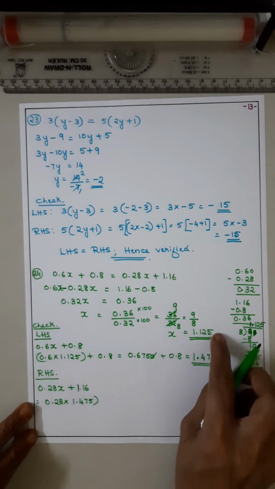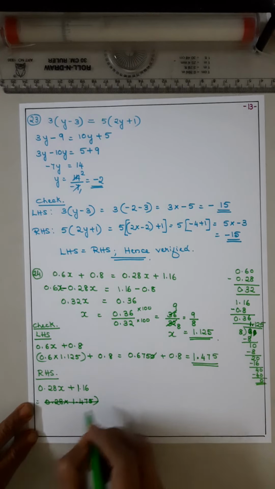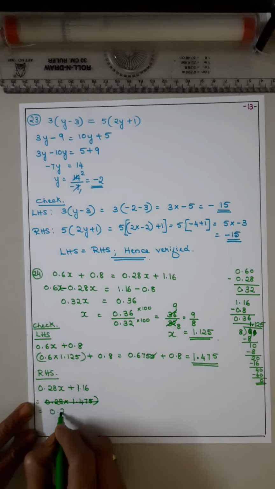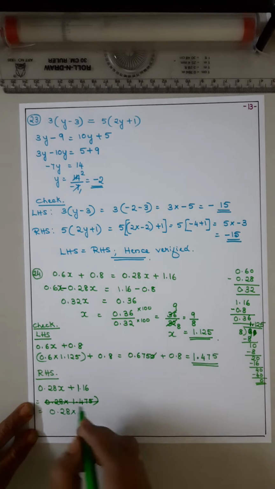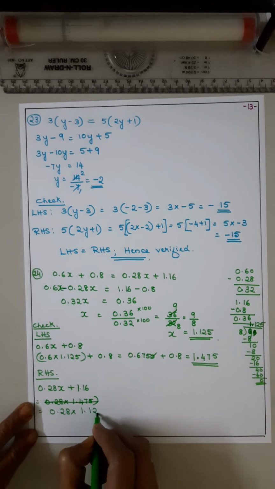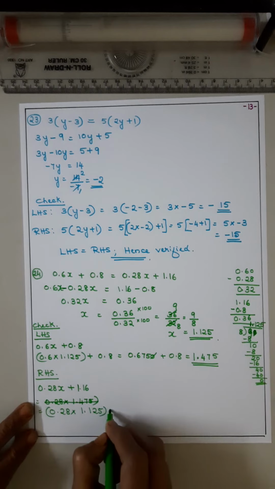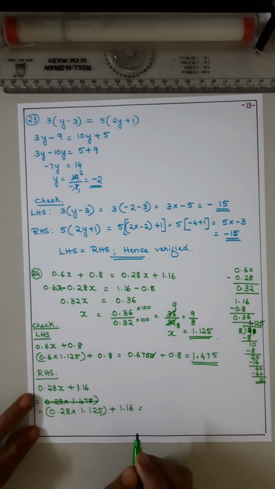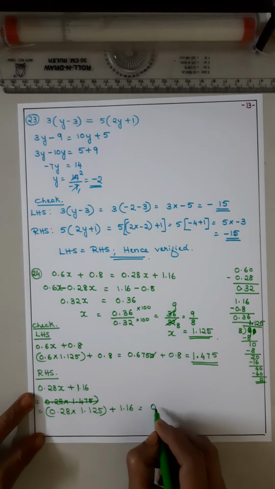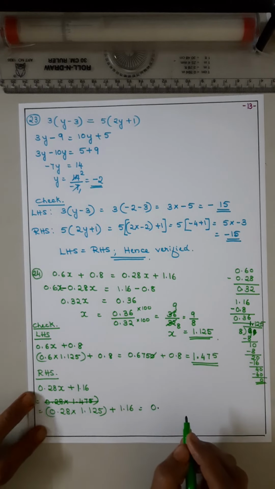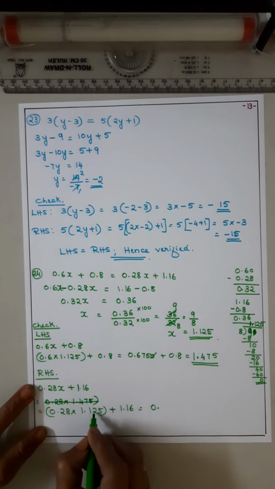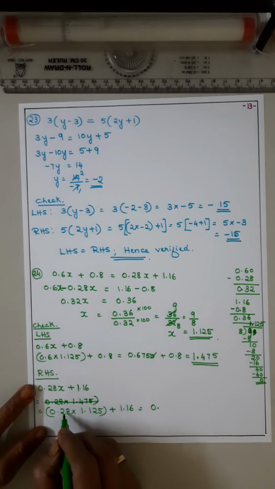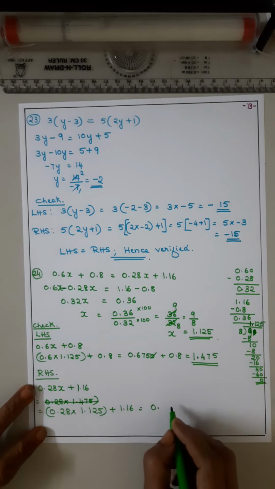1.125. This one, isn't it? Sorry. 0.28 into 1.125 plus 1.16. Now it will be 0.12345. So here 5 decimals will be there.